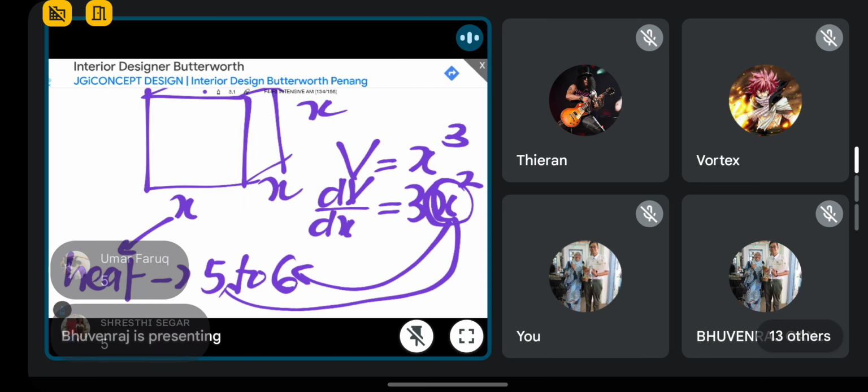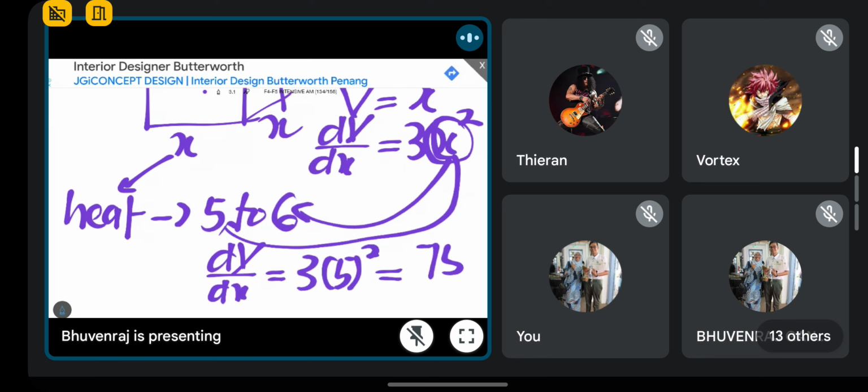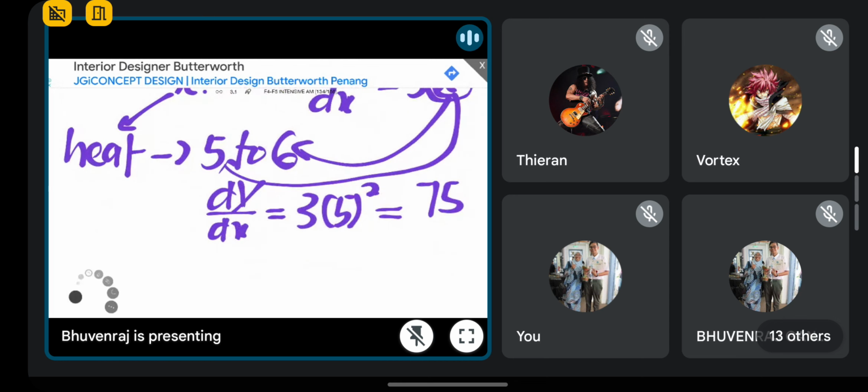Yes. Correct. Umar Farouk. Betul. Always sub the value which is original. Sebelum perubahan tu. You must always substitute the original value before the change occurs. Means that your dv over dx is 3 times 5 squared, which is 75.